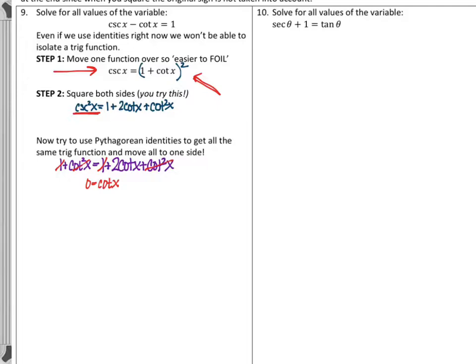So for cotangent, we want to think about what angles in the unit circle does cotangent equal 0? And cotangent, we know, is cosine over sine. So I'm really thinking about where the cosine equals 0, which is up top at pi over 2 and down the bottom at 3 pi over 2. Now we only need to check these two answers because everything else would be coterminal angles of these, where all the values would be the same for any trig function.